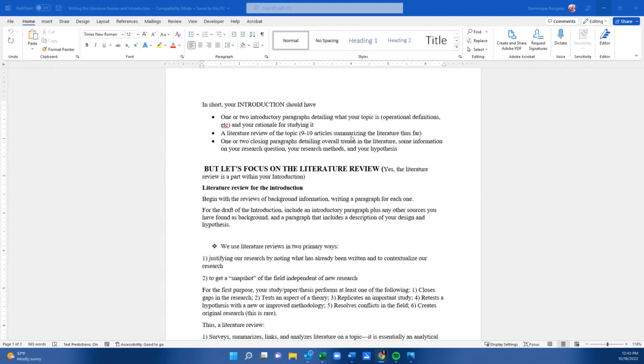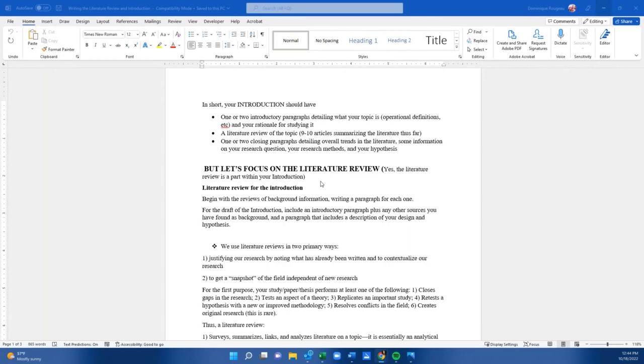So we'll start with the introduction, even though I know the method section was first. In the introduction, essentially you are introducing the background of the literature on your topic. In short, your introduction should have a couple of pieces to it. It needs to have one or a couple of introductory paragraphs detailing what your topic is. In this, you'll have your rationale: what are you studying, and why is it important to study it? And then you're going to have a literature review.